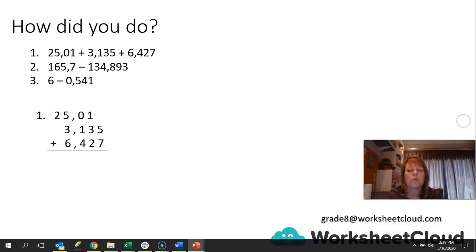5 and 7 is going to give me 12. So I'm going to put the 2 down and I'm going to carry the 1. 3 and 2 is 5, plus the 1 is 6, plus the 1 that I carried will give me 7.